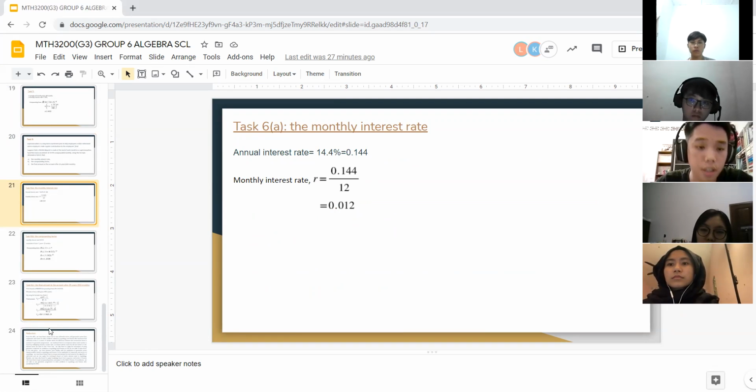So for task 6A, we need to find the money interest rate. The annual interest rate is given in the question, which is 14.4%, which is also 0.144. So if you want to get the money interest rate, you just divide 0.144 by 12. So you can get 0.012.